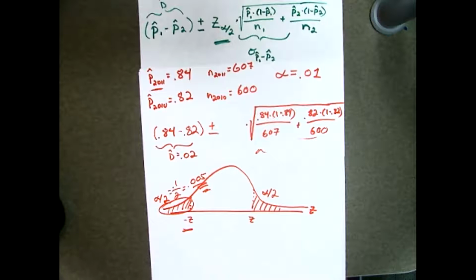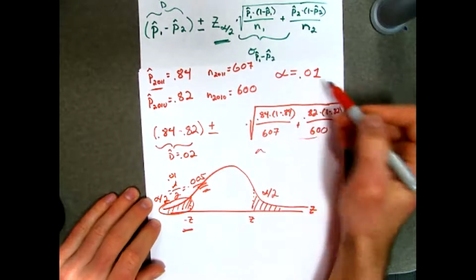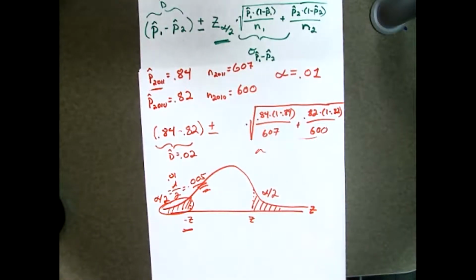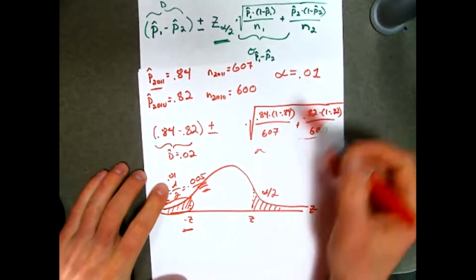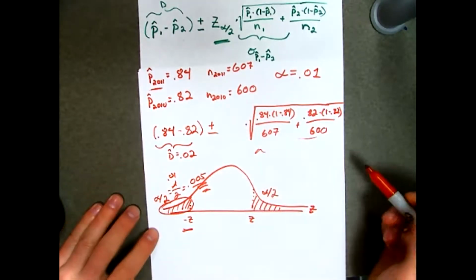Oh, what did I do wrong here? Because I didn't write this down right. Sorry, this is 0.01, right? If we go back to our original alpha, I knew the number and I wrote down the wrong one. So 0.01 was our alpha, and when I divide that by 2, I get 0.005. Thank you for asking that.